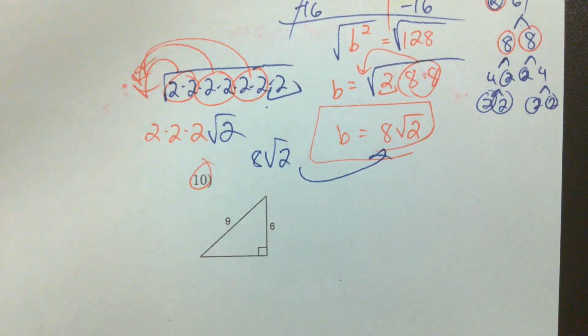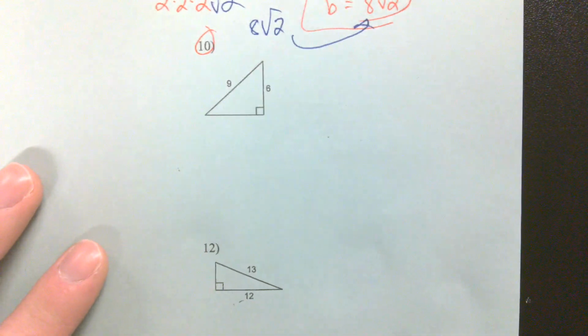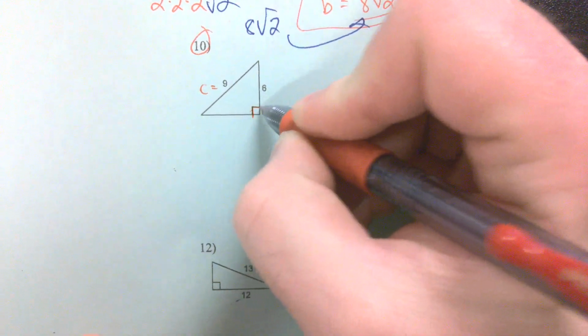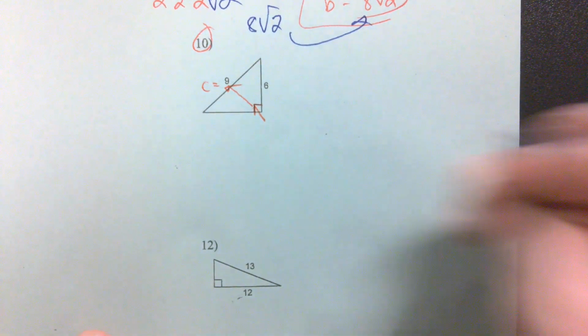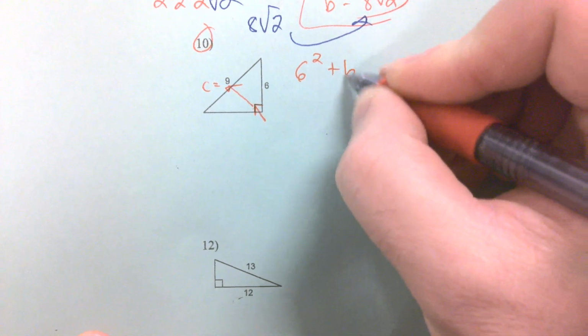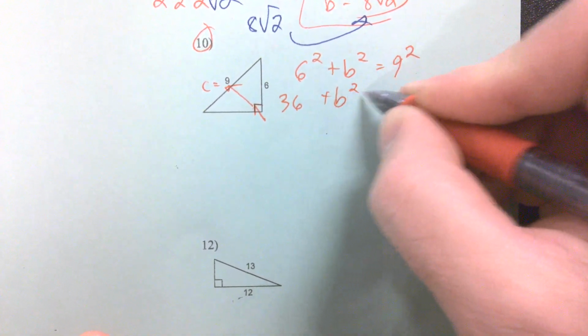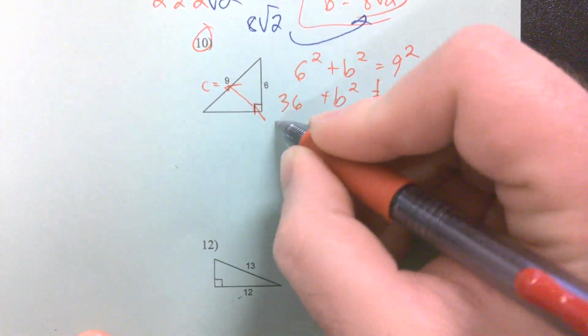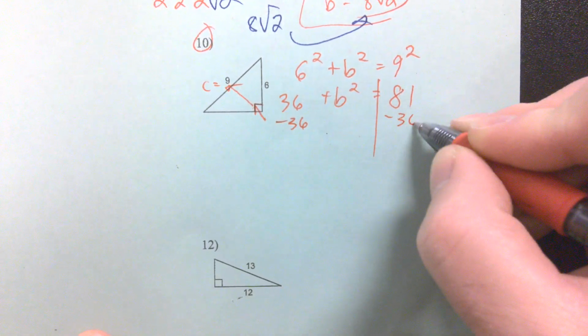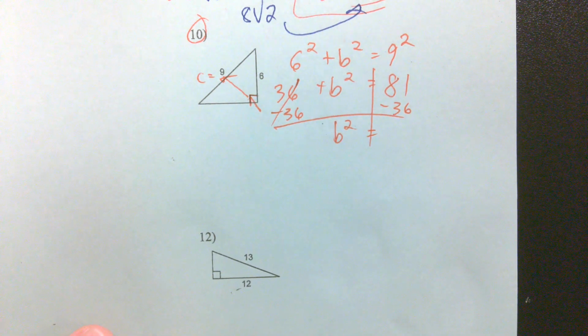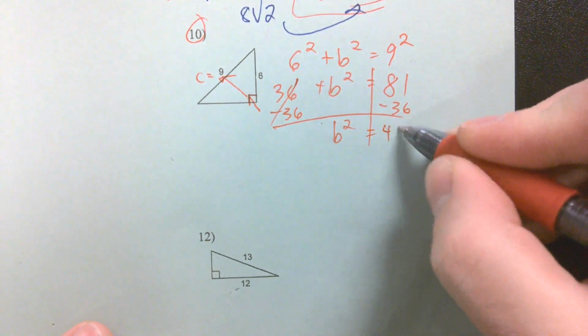All right. Finally, number 10. What's my C value here? 9. Very good. We look at the right angle. It's pointing to my hypotenuse. 6 squared plus B squared equals 9 squared. Gives me 36 plus B squared equals 81. Subtract 36 on both sides. What's 81 minus 36? 45. Awesome.